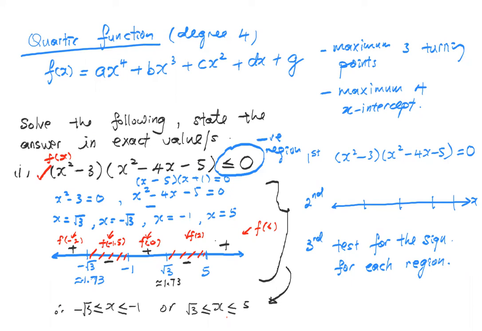So sign diagram, it can help us to later sketch the graph. We know where is the position of the graph, whether it's above the x-axis or below the x-axis. It also can help us to solve the inequality. We will know for fx greater than 0, what must be the value, and so on and so forth. Any more questions? Okay, if not, can I proceed to the next one?